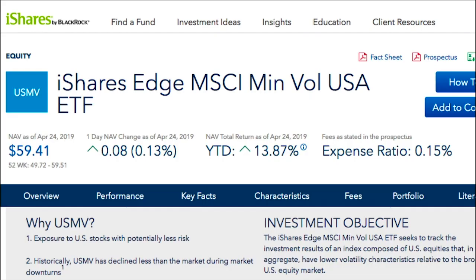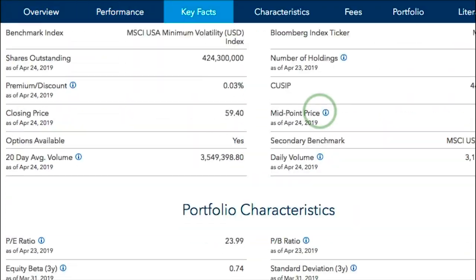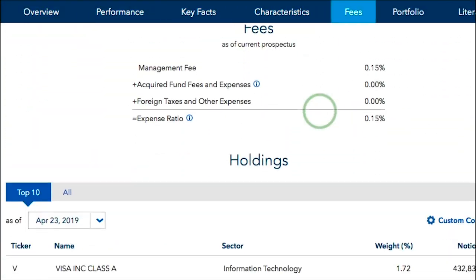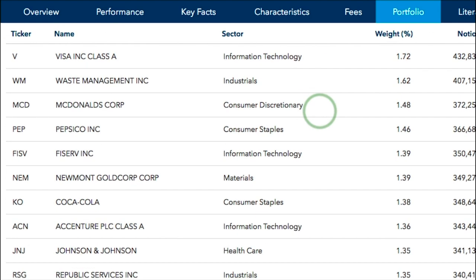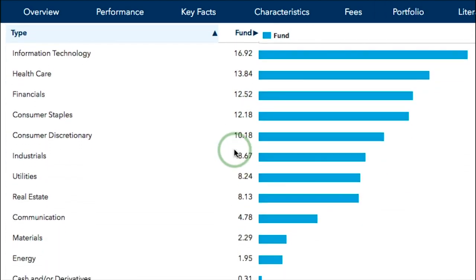Now, if we go over to the minimum volatility ETF, we can scroll down and see the portfolio, the number of stocks, the top stocks. We've got Visa, information technology. Okay, that makes sense. But you can see the weightings are relatively small in this one. Fiserv is in there.